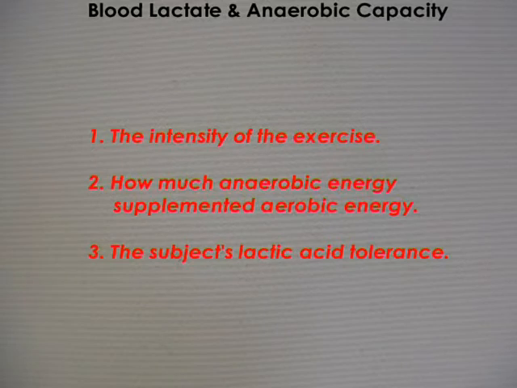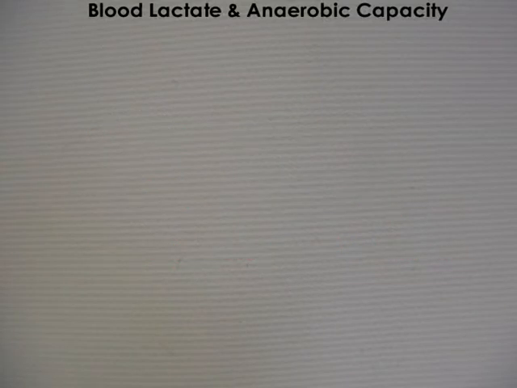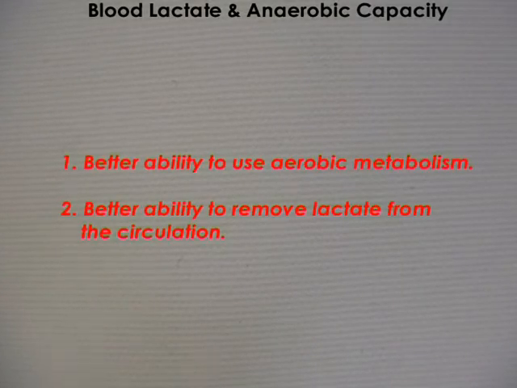It should be noted that the amount of lactic acid in the blood at any point in time is dependent on both how much is entering the circulation through production and how much is being removed from the circulation by being cleared. For example, endurance-trained subjects will tend to have a lower blood lactate value at any given running speed or intensity than an untrained subject. This difference is owed partly to: 1. Better ability to use aerobic metabolism in the trained subjects, and 2. A better ability to remove lactate from the circulation.